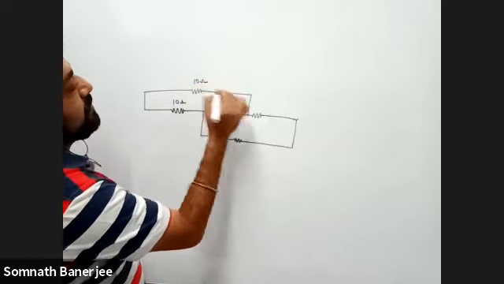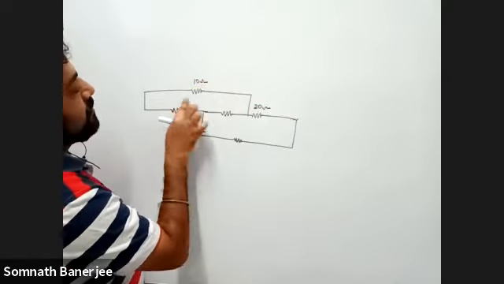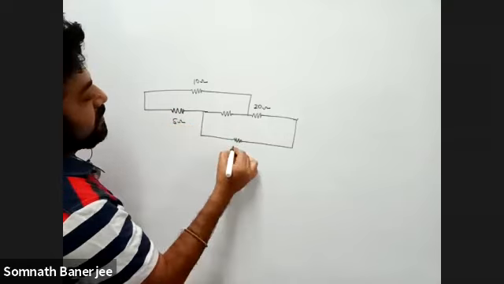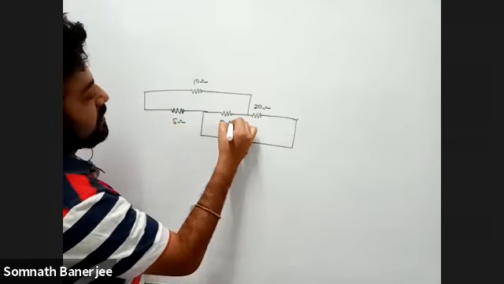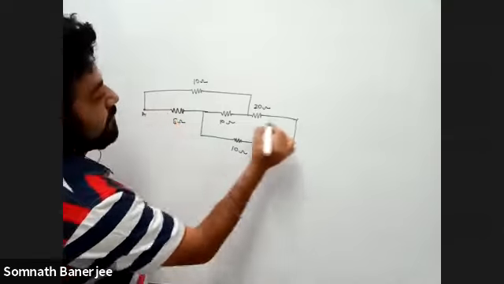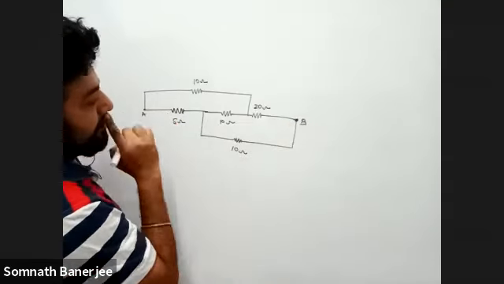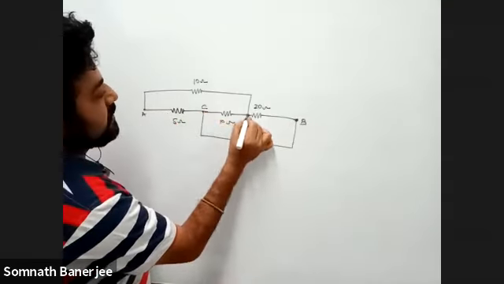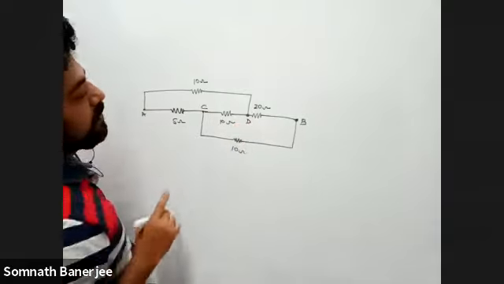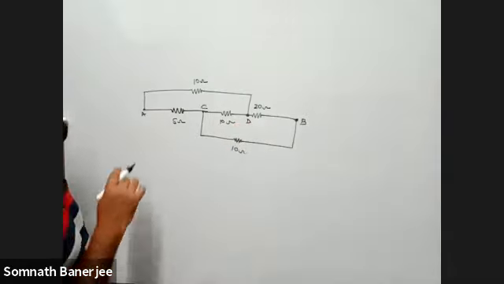This one is 10 ohm, this is 20 ohm. Suppose this is 5 ohm, this is 10 ohm, and this one is 10 ohm. This point is A, this point is B, this point is C, this point is D. The question is: find the equivalent resistance between A and B.